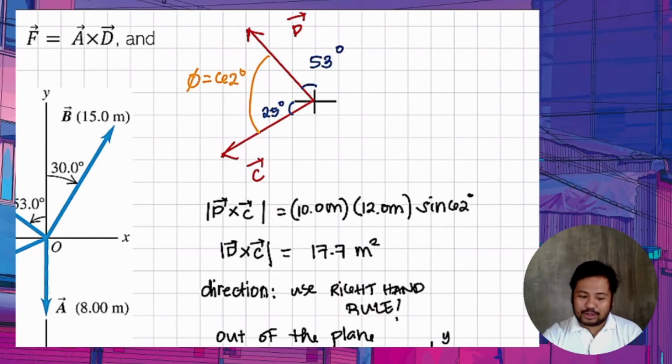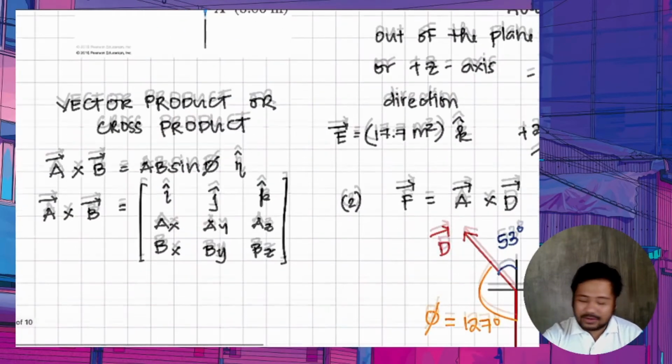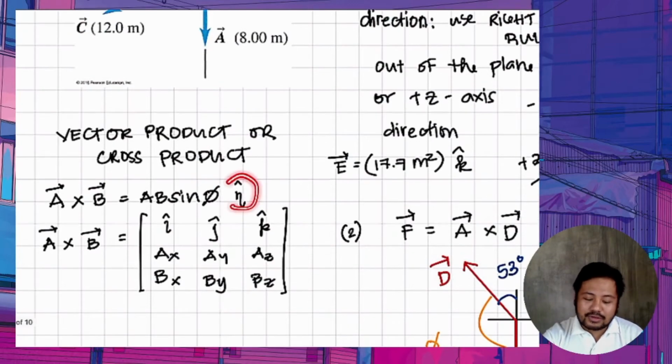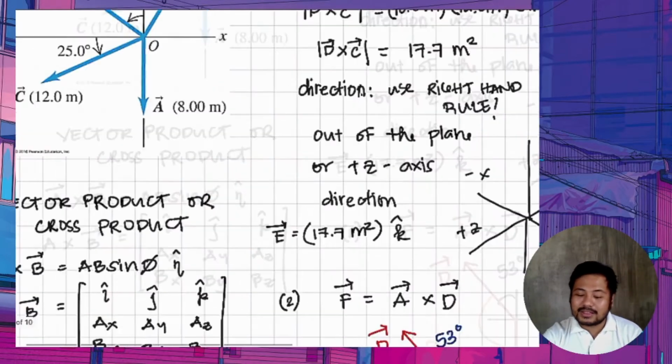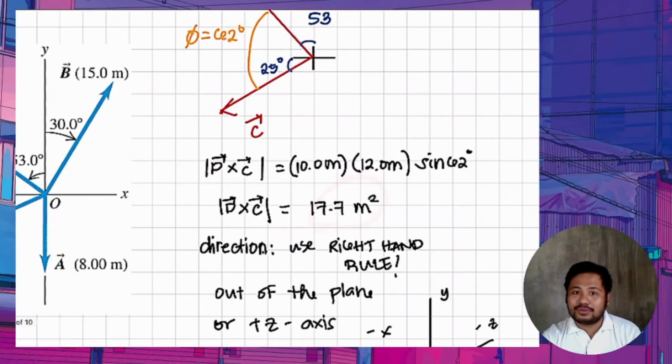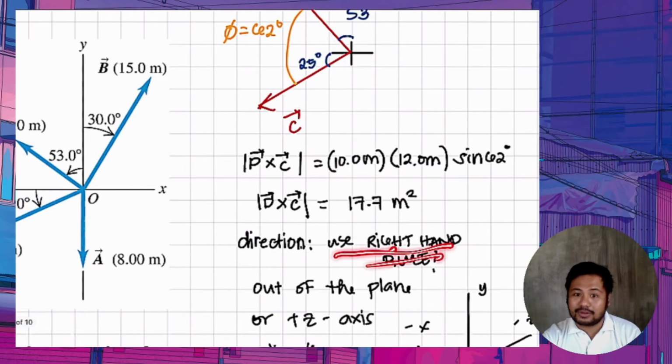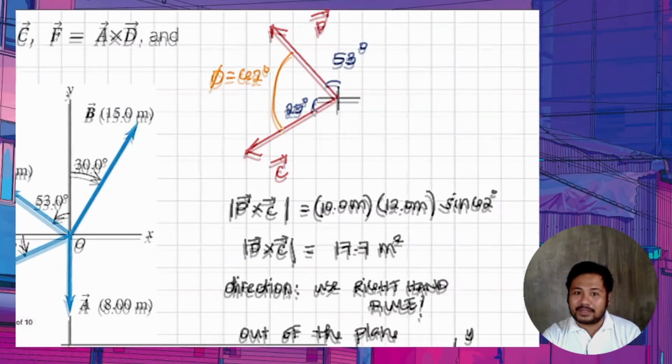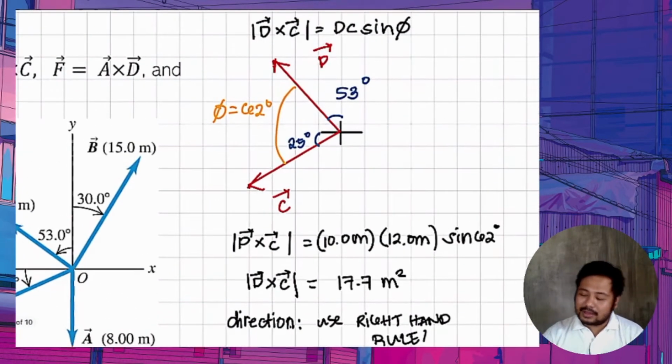But for the direction, because we all know that if we're after a vector product, it should always have a direction. This is only the magnitude. We don't know the direction yet. But using the right hand rule, we could easily get the direction of our cross product. Always remember that our cross product is always perpendicular to the plane where our two vectors are located.